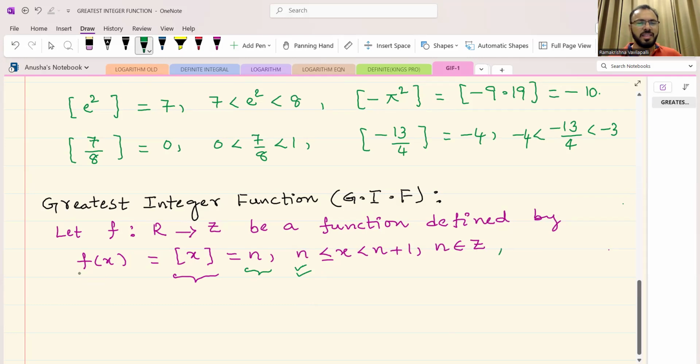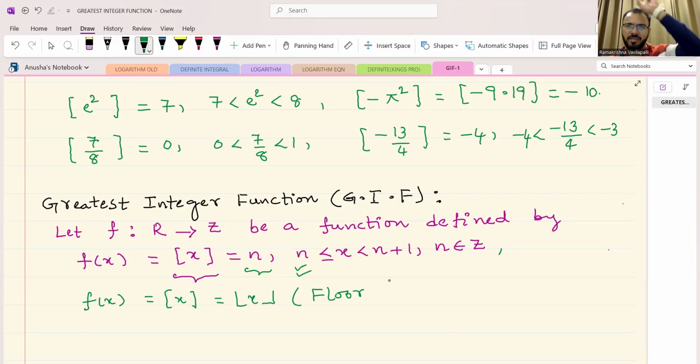So there is another notation, that f of x equal to integral part of x. We call it like a floor function. Okay, floor function. There are two kinds of functions. Rounding down is a floor function. Rounding up is the ceiling function. Ceiling nothing but above. Floor means down the value. Okay, so floor function.